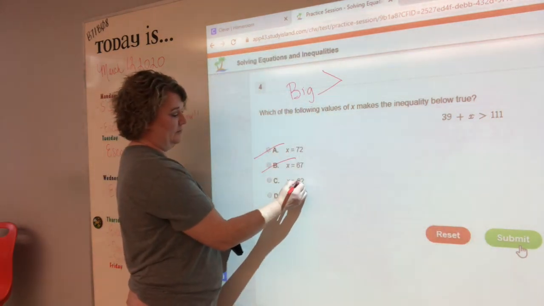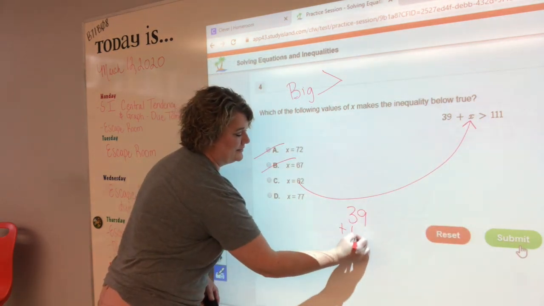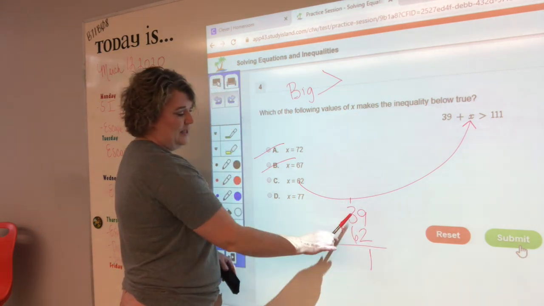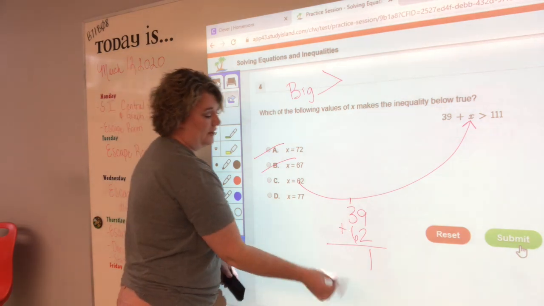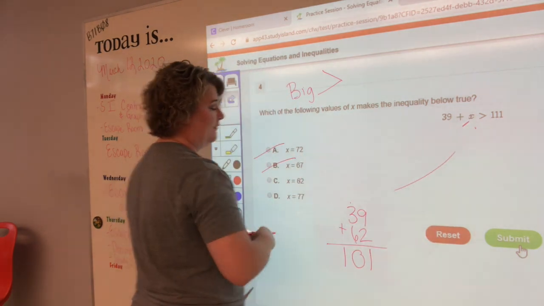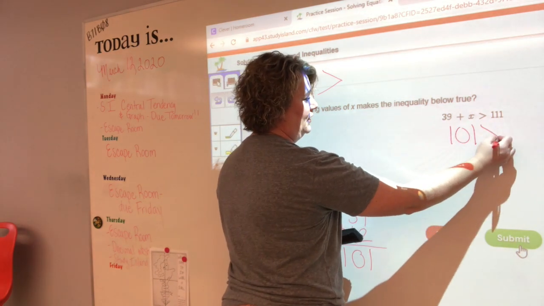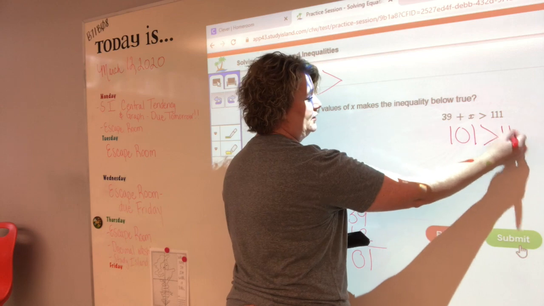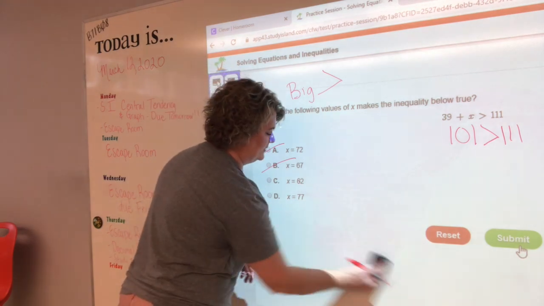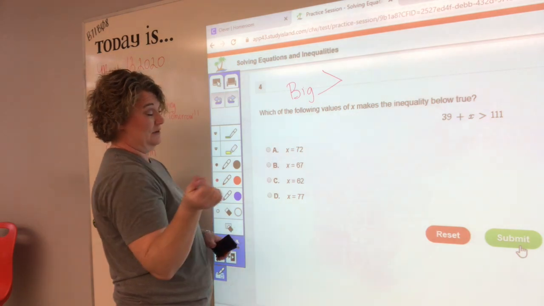What about C? If I plug this into that, that would be 39 plus 62. 9 and 2 is 11, carry a 1. 3 and 1 is 4, plus 6 would be 10. Now let's see if that works. If I plug 101 right there, is it going to be true that that's greater than 111? Absolutely not. It's actually smaller than 111, so that's not true. So it can't be C. So process of elimination means it has to be D, but I think we should try it anyway.